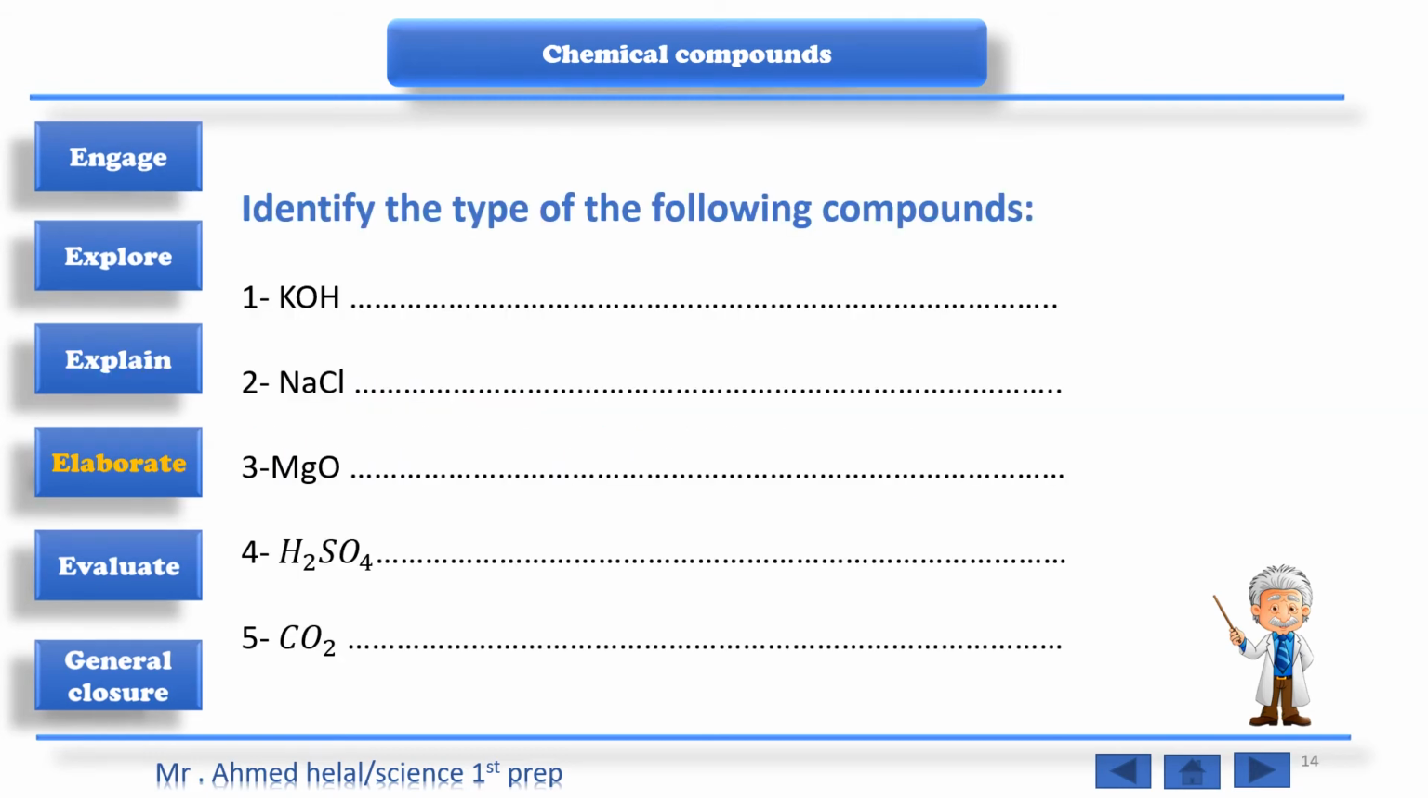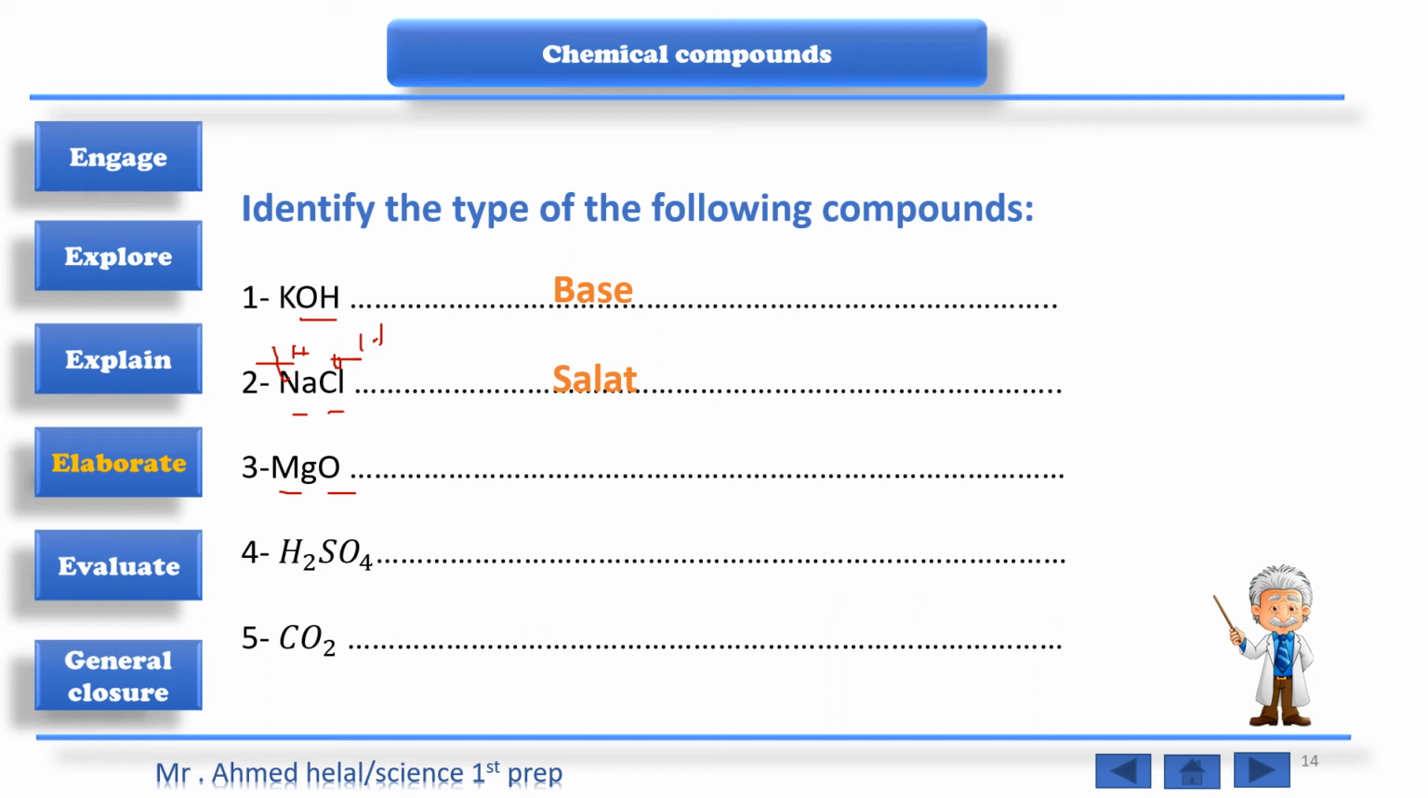And now identify the type of the following compounds. KOH, it ends with OH. This is, yes, base. Okay, NaCl. It doesn't start with H or end with OH. It's a positive ion plus negative ion. This is, yes, excellent, a salt.